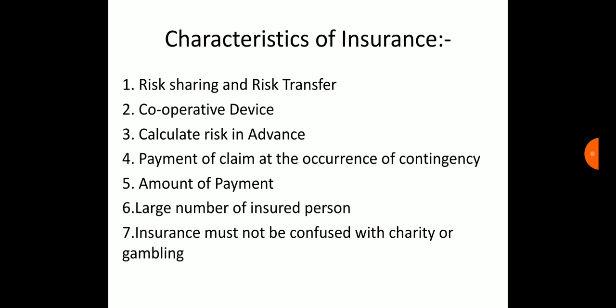Seventh, insurance must not be confused with charity or gambling. The uncertainty is changed into certainty by insuring property and life, because the insurer promises to pay a definite sum at damage or death. In the absence of insurance, the property owners could, at the best, practice only some form of self insurance.